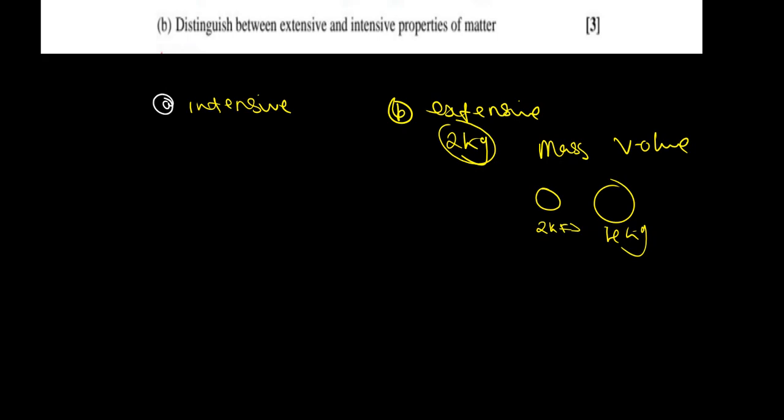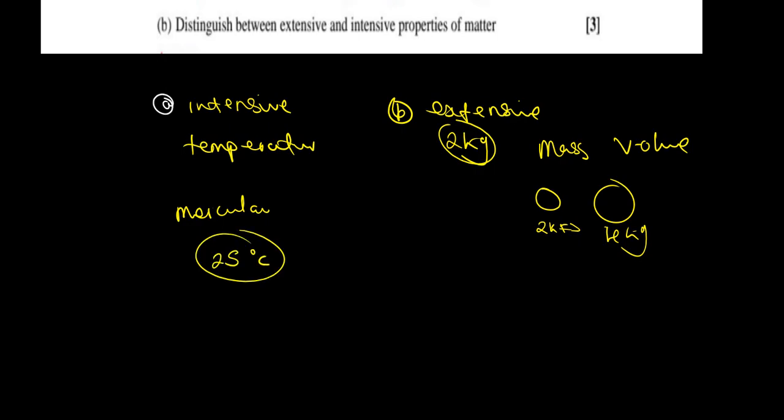So let's say temperature. Temperature is one way whereby you can't say, oh, this bottle has this temperature. Let's say this is all mercury. Mercury will melt, let's say, at a temperature of 25 degrees Celsius. So every mercury, even if it be small or big, will all melt at 25 degrees Celsius. So that's what we mean when we say intensive.